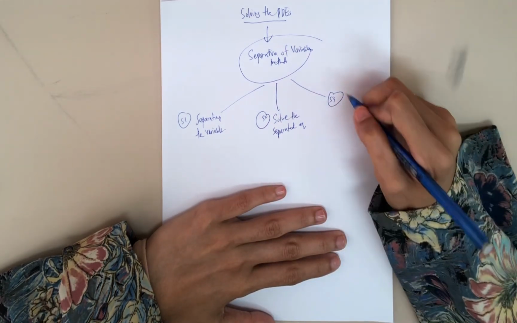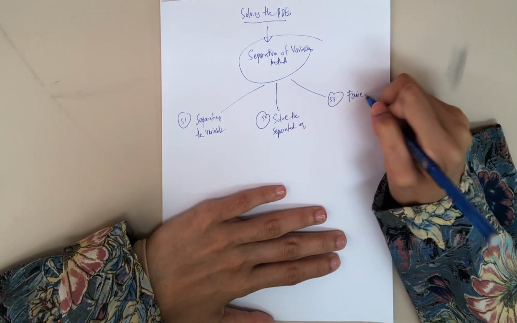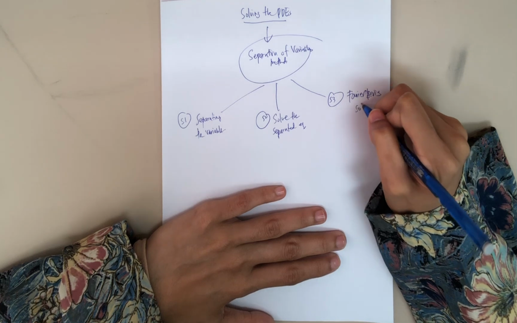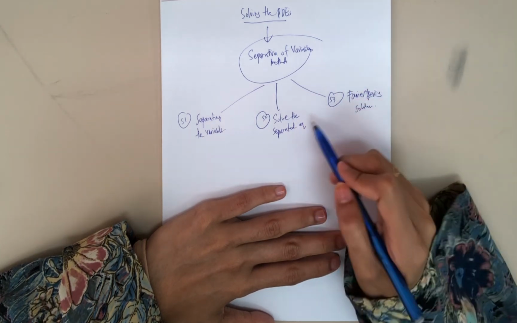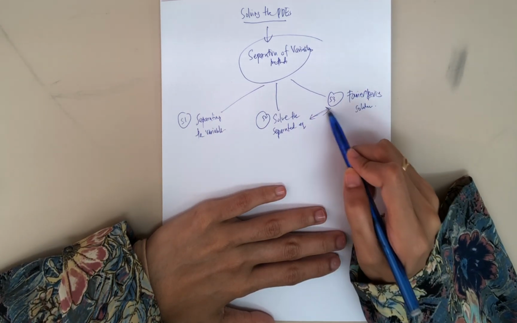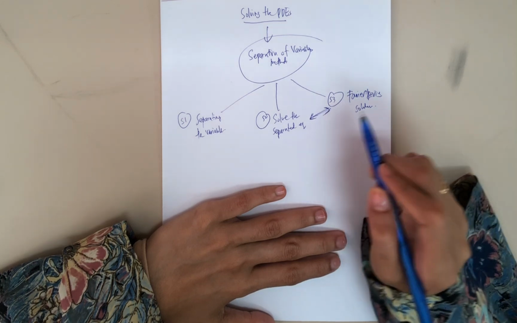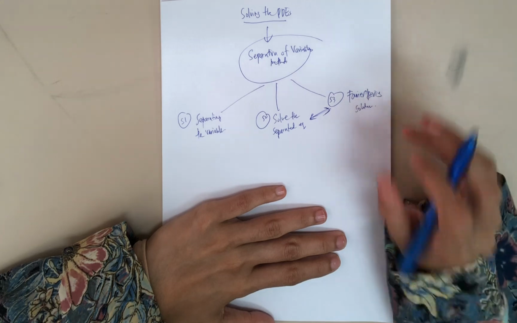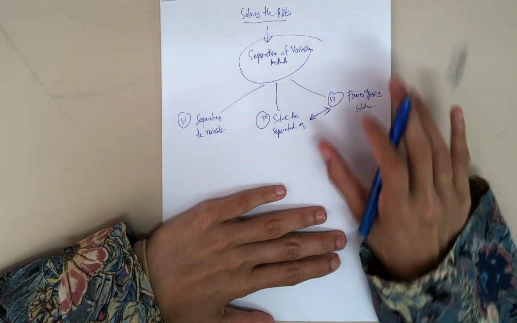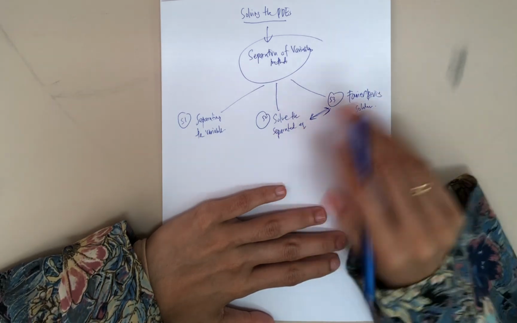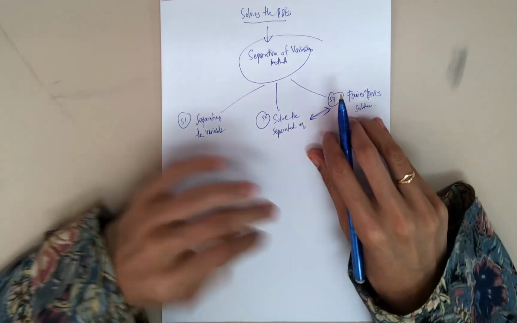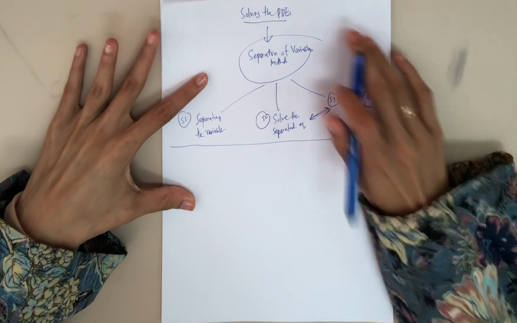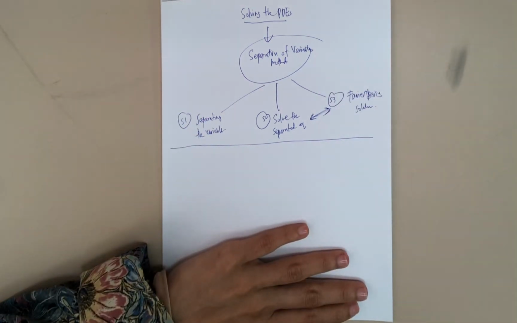Step number three is the Fourier series solution. Basically, step number two and step number three are related to each other, but it depends on the question, on how the question asks you to solve it. Later on, I will show you the difference. So we go first to the first step, separating the variable.